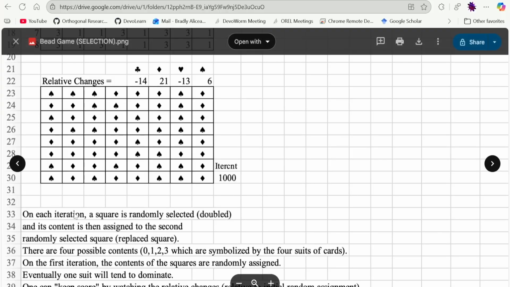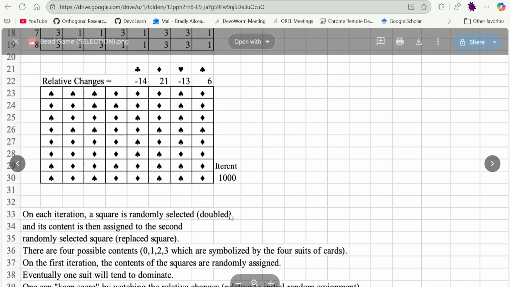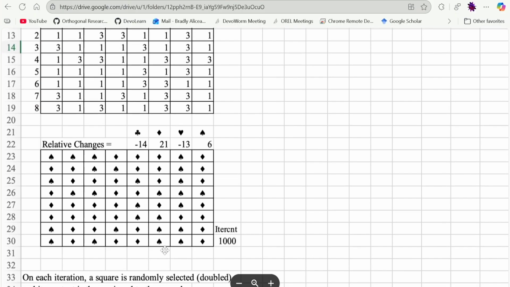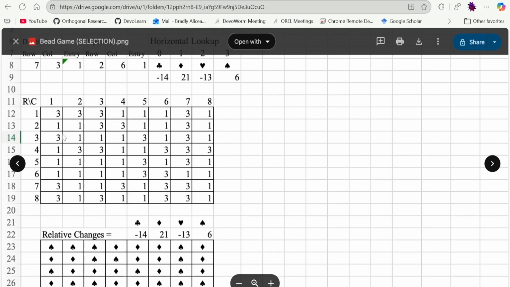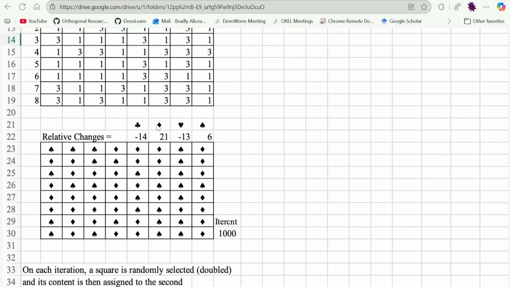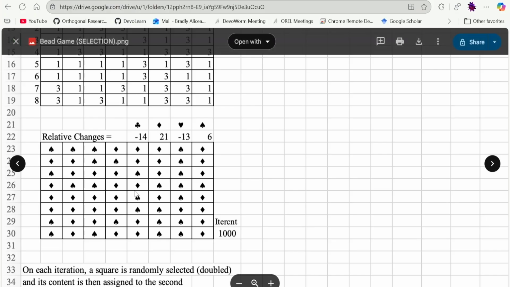So in this game, on each iteration, a square is randomly selected. The value is doubled, and its content is then assigned to the second randomly selected square. There are 4 possible contents, 0, 1, 2, and 3. So any one of these values can be 0, 1, 2, or 3. In this case, we have 1s and 3s only. And each of these is represented by, this is from a deck of cards, clubs, diamonds, hearts, and spades. Each state from 0 to 3 is represented by one of these symbols.